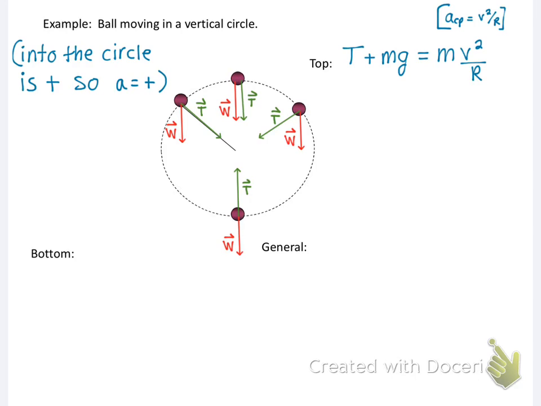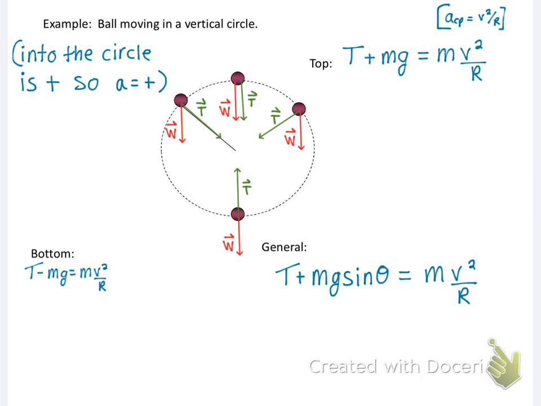Next, we can look at the ball when it's passing through the bottommost part of the circle. At this point, the tension force points into the circle and weight points in the exact opposite direction. So we know that the force is going to be equal to the tension minus the weight. And this is once again equal to the mass times the centripetal acceleration. Next, we may want to look at more general cases, which is equal to the tension plus mg sine theta equals mv squared over r.